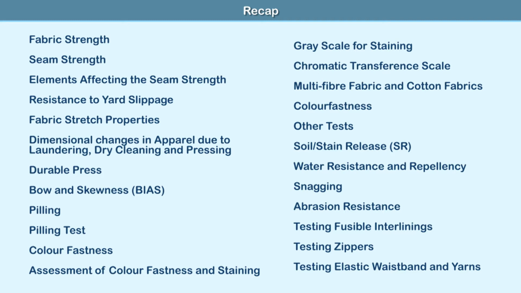We learned that durable press is the term used to describe fabrics or garments that will retain their original shape. And we learned the method to do the durable press. We talked about bow and skewness or bias, and we talked about that filling yarn in woven and courses in knitted are perpendicular to the selvage. In case of deviation, we find skewness, and bow and skewness can be reduced during cloth manufacturing, dyeing or stentering.